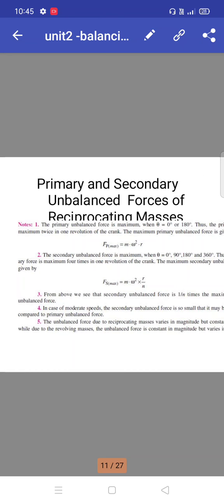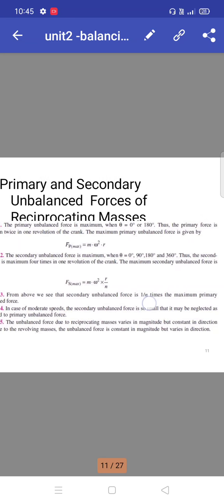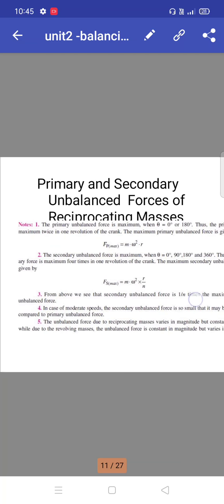So we have to note certain things. The primary unbalanced force is maximum when theta is equal to 0 degree or 180 degree. Then the primary force is maximum twice in one revolution of the crank. The maximum primary unbalanced force is given by Fp max is equal to m omega square r.